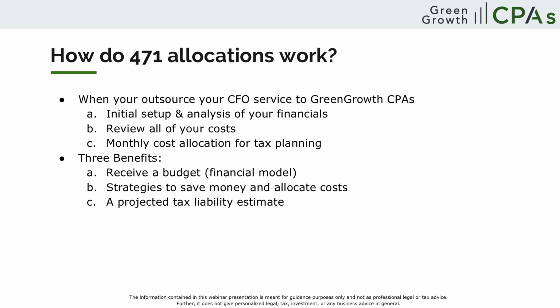So when you outsource your CFO service to GreenGrowth CPAs, we will walk you through an initial setup and an analysis of your actual or projected financials, depending on the state of your business and where you're at. From there, we will be able to provide you with an ongoing allocation of costs on a monthly basis to prepare for cash and tax planning. There are three main benefits to this type of analysis. You'll receive a budget or a financial model, you'll understand some strategies to save money and allocate the appropriate costs, and a projected tax liability estimate. So let's look at each benefit individually.